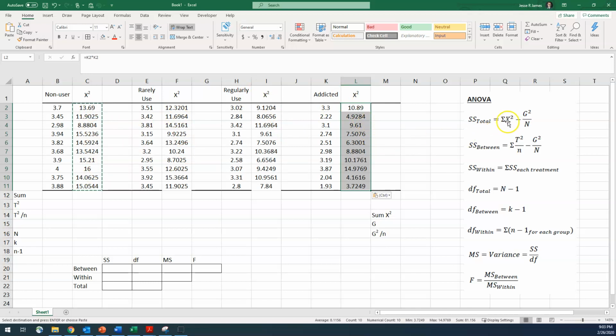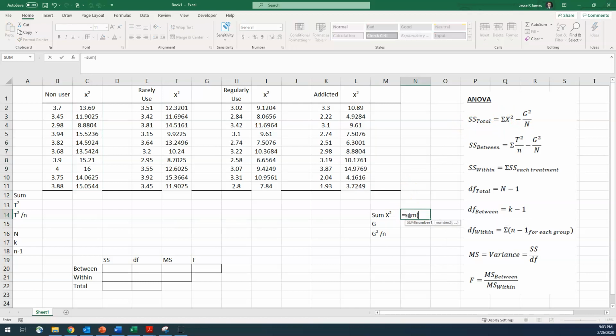Now, if I want to figure out the sum of all the x squareds, I just have to take the sum of those, and those, and those, and those. And that's the sum of x squared. Now we need to subtract from that G squared over N. And this is the big N, the total number in the whole study. So G squared is the grand total of all the scores.